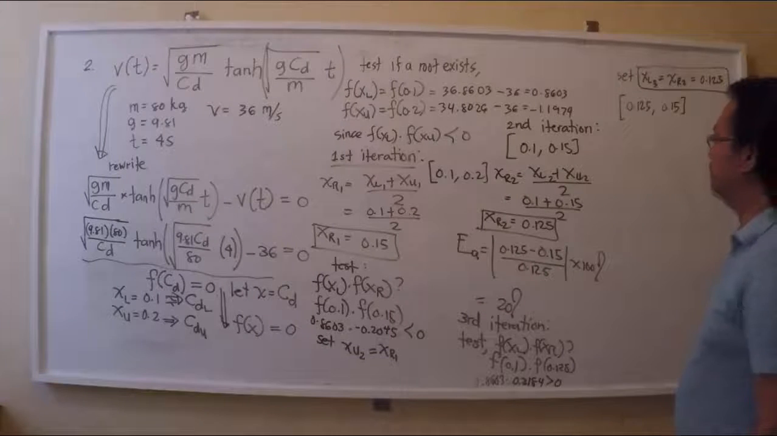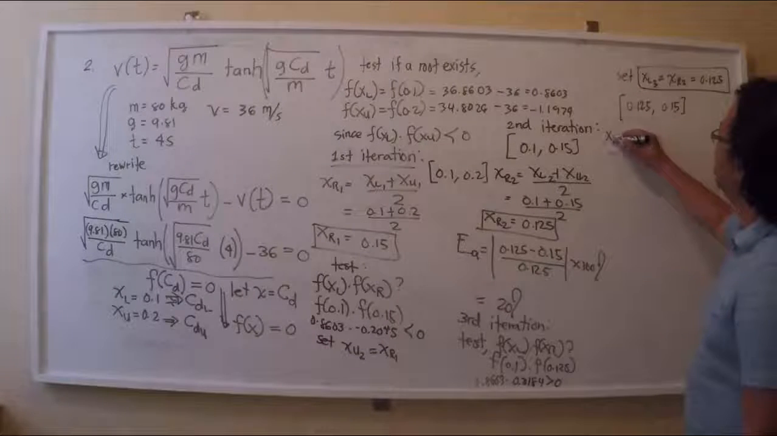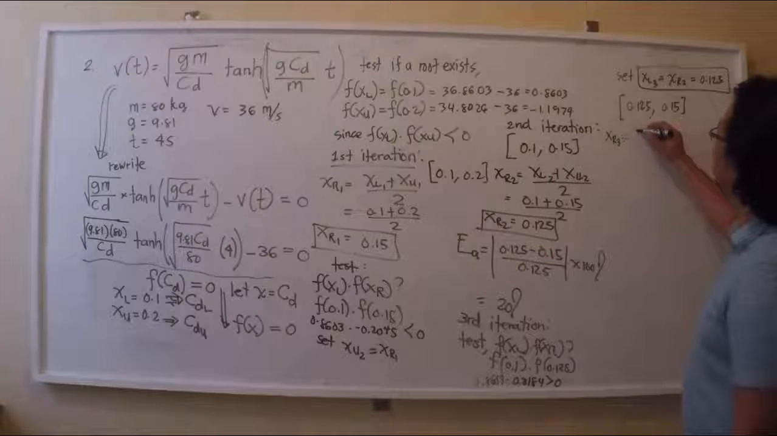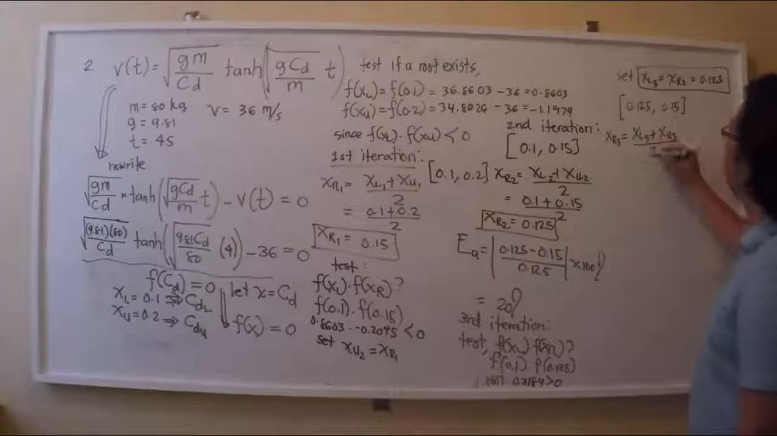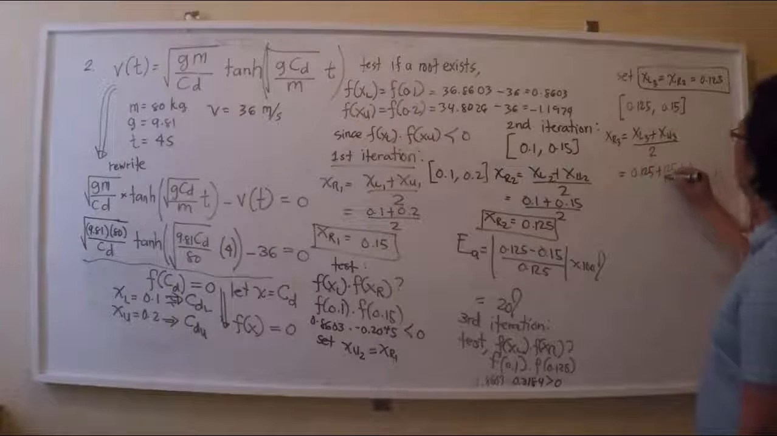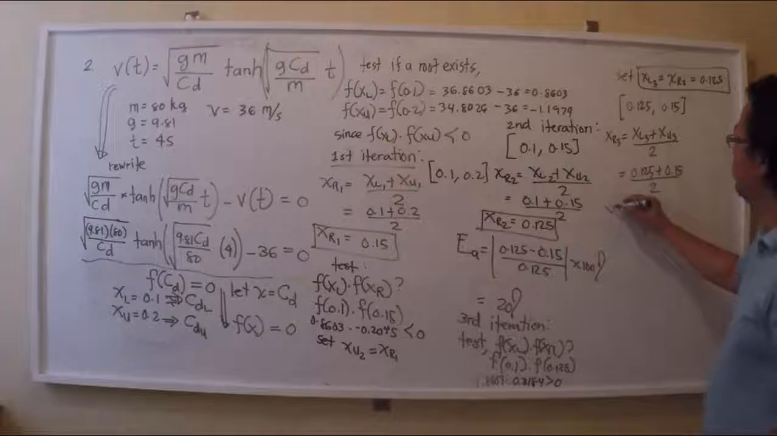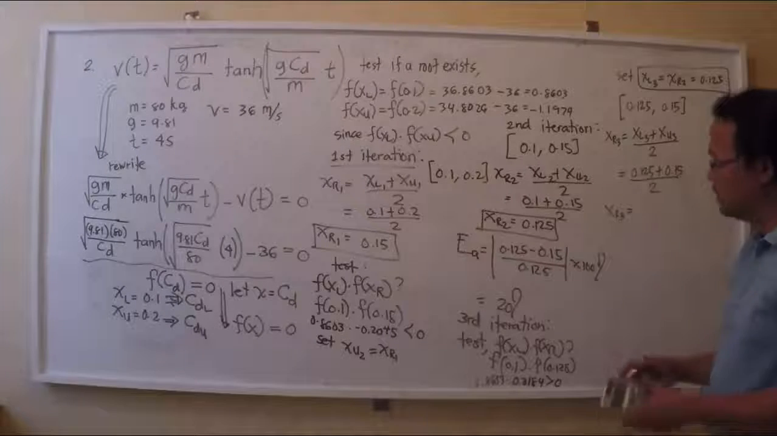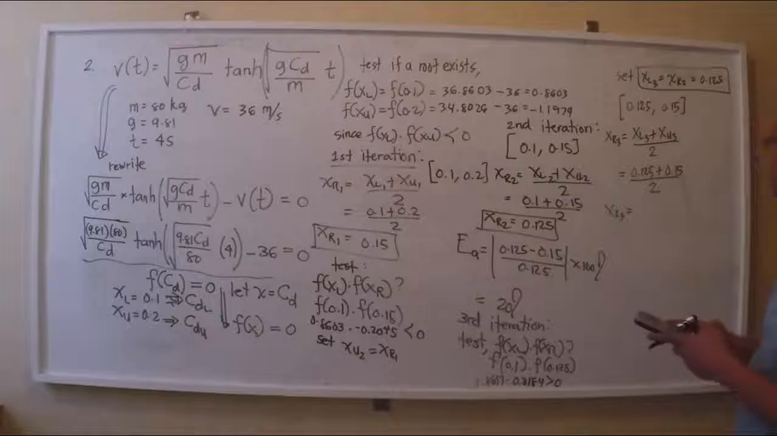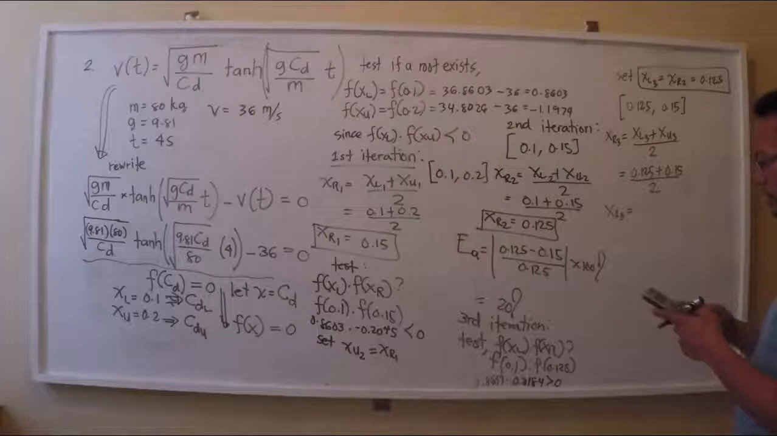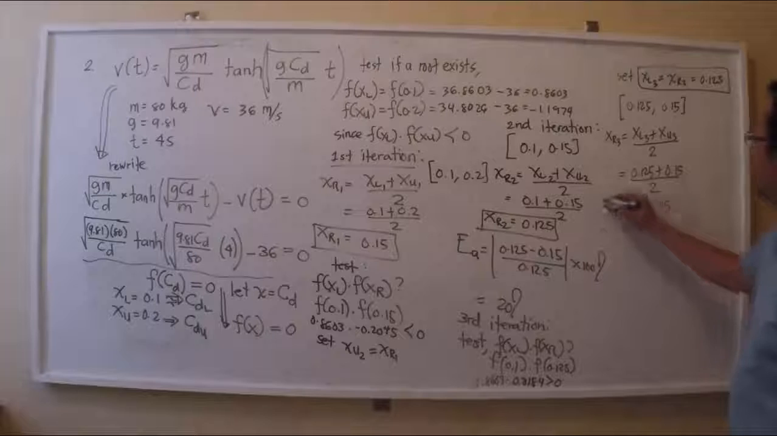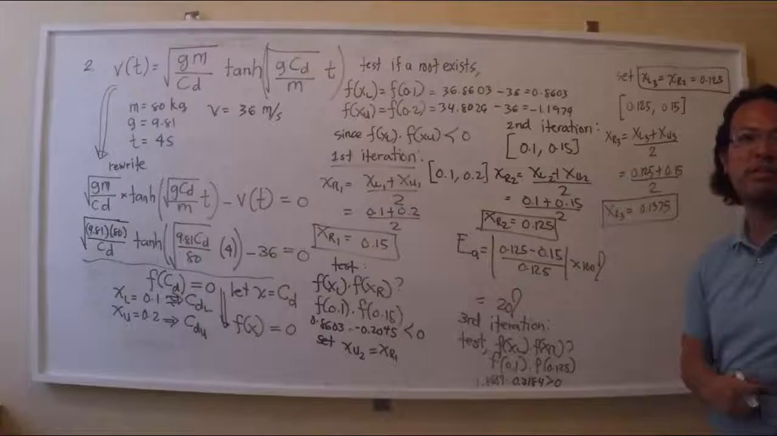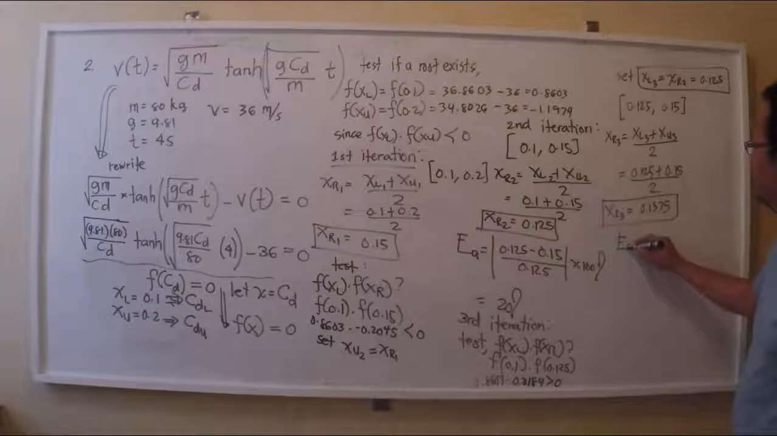So we will solve here XR3, which is equal to XL3 plus XU3 over 2, equal to 0.125 plus 0.15 over 2. So XR3 is simply equal to 0.125 plus 0.15 divided by 2, which is 0.1375. Okay, and then lastly, we can compute for the error.